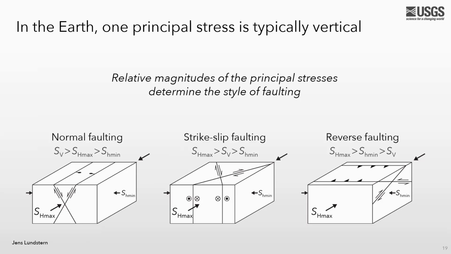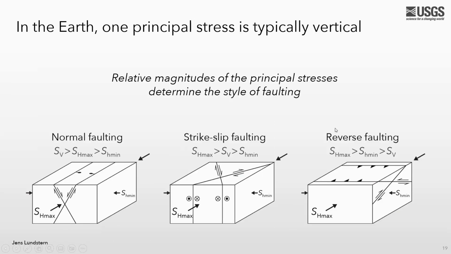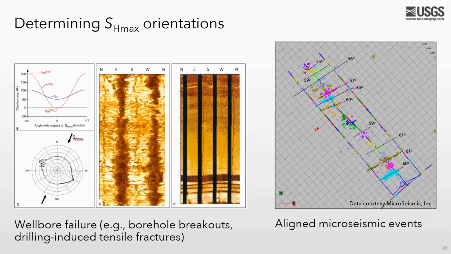So we don't even need to know the absolute magnitudes of the principal stresses. And that's what's shown here. This is the classic Andersonian faulting that most people know, where you have normal faulting, extensional faulting, when the vertical stress is the greatest, strike-slip faulting when vertical stress is intermediate, and then a compressive state of stress, reverse faulting, when the vertical stress is the least principal stress. And then SHmax orientation tells you which strikes of faults are going to be the most sensitive.